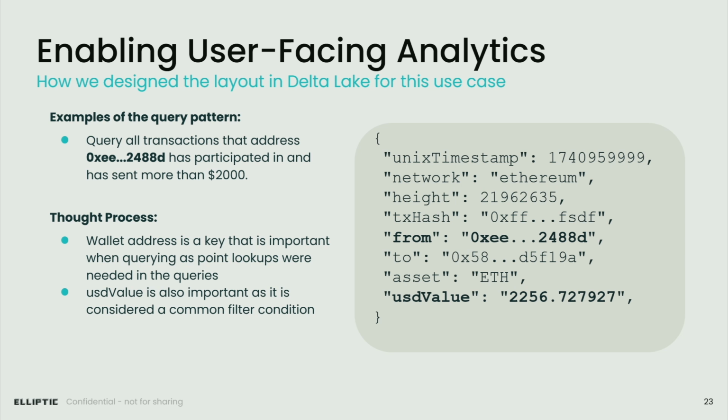On the right-hand side, we have an example of what that could look like from a JSON perspective. And having this query pattern and the data itself, we have to think about what things you're going to rely on to retrieve data from your tables. So for the thought process, we have a wallet address, which is a very important key when querying the data. We're going to touch a bit more on this, because there are some things about hashes that aren't ideal for many situations, but in this use case, and in crypto in general, it's actually pretty important. The other aspect is the USD value, which is also very important, considered a common filter condition.